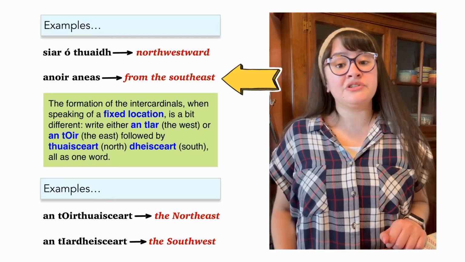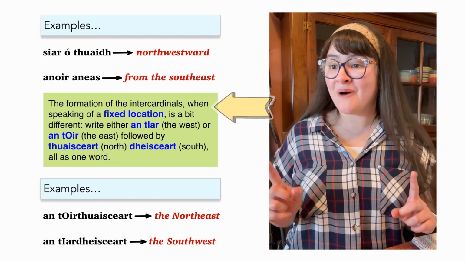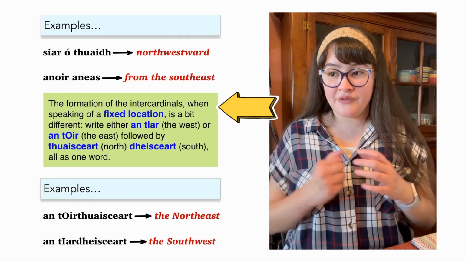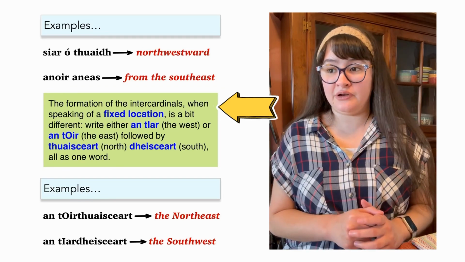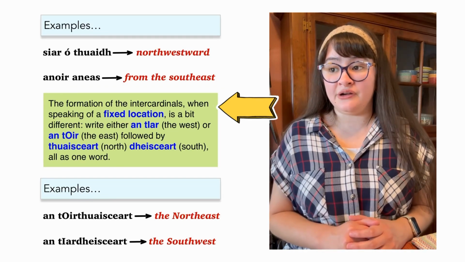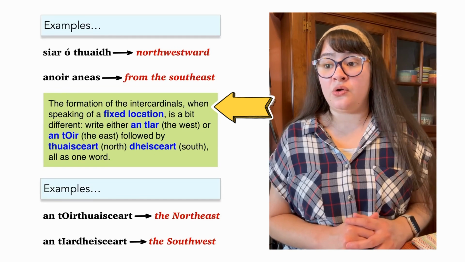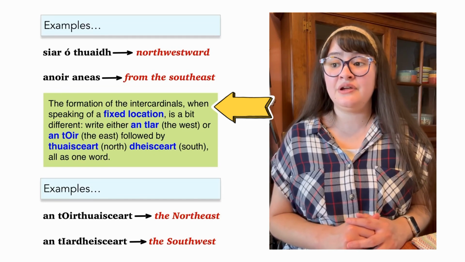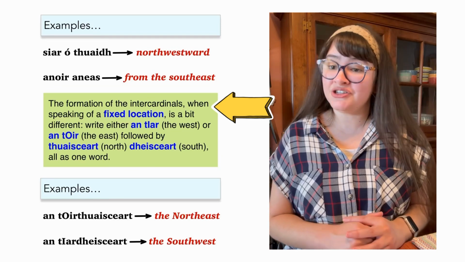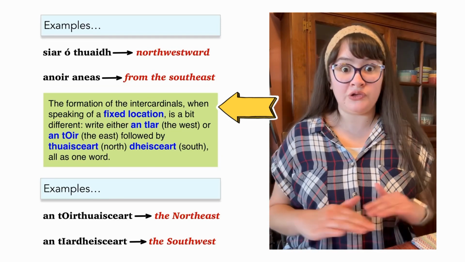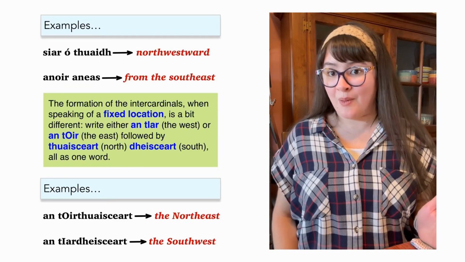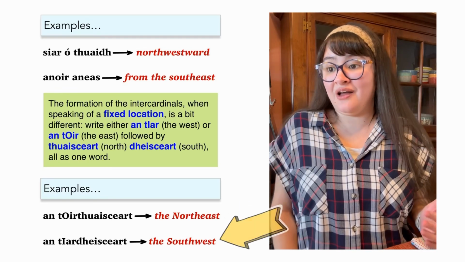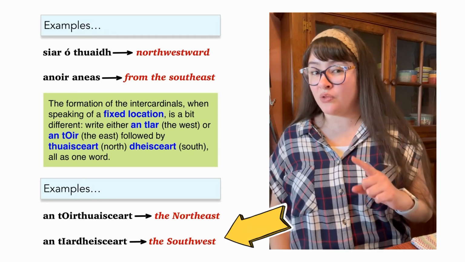Anayanas, from the southeast. In the next green box, the formation of the intercardinals when speaking of a fixed location is a bit different. Write either Anchir, the west, or Ante, the east, followed by Hushkart, north, or Yeshkart, south, all as one word. So, for example, Ante Hushkart, the northeast, or Anchir Yeshkart, the southwest.